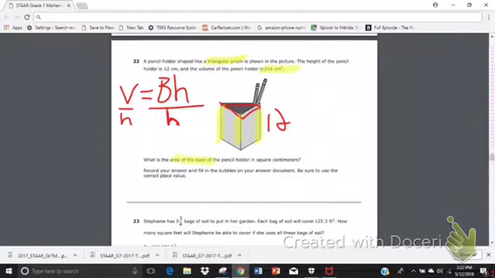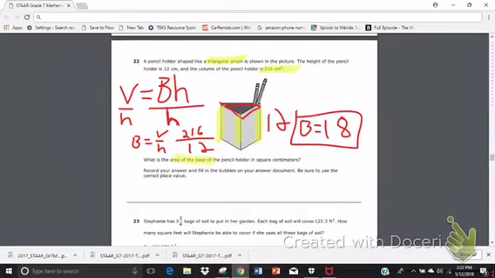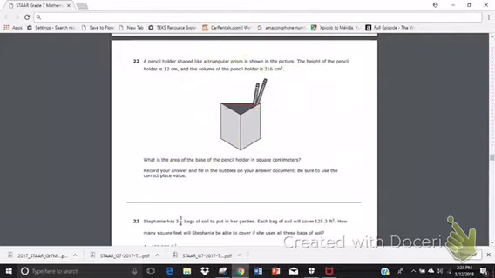So we can rewrite that formula as the area of the base is equal to the volume divided by the height. Here, kiddos, they've given us the volume, which is 216 centimeters cubed, divided by the height, and that means that the area of the base is equal to 18. 18 centimeters squared, since we're working with area.